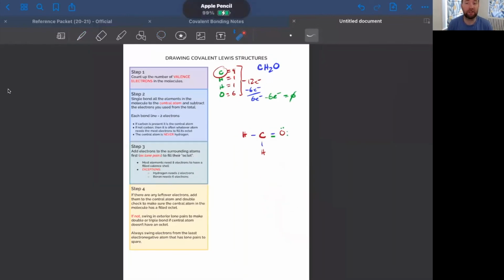Now, this process is not that difficult if you just follow the procedure, right? Follow the procedure, go nice and slowly, take your time. The last thing I want to show you is how, once you've drawn a Lewis structure, to input it into Chem 101. So let me stop my share real quick and show you that.